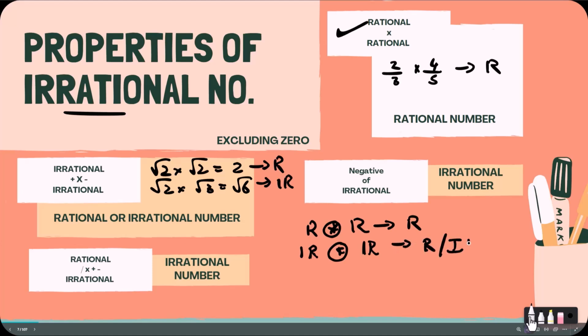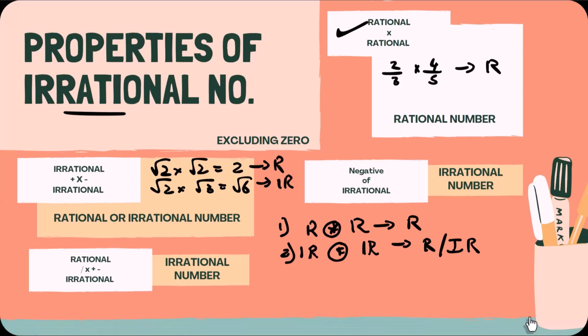Please write this down. There are only 3 properties. Whether you're doing multiplication, division or either of them, no problem, you'll end up getting a rational or irrational number. I can do root 2 minus root 2, which is 0, right? 0 is 0 by 1, which is a rational number. So irrational with irrational will be either a rational number or an irrational number.